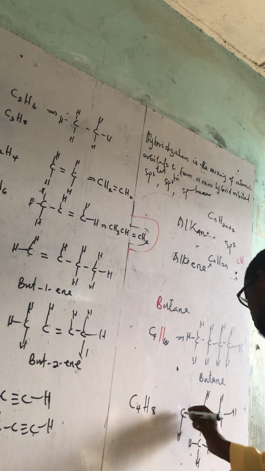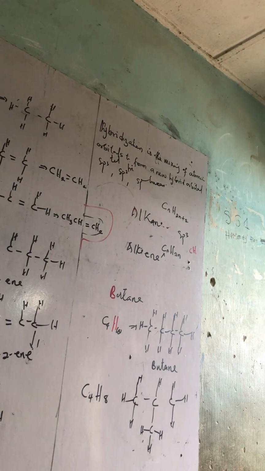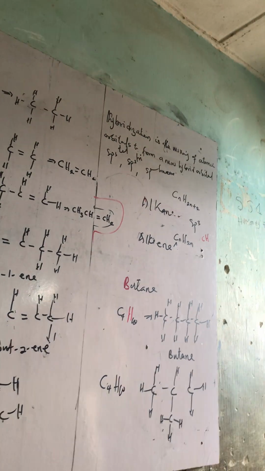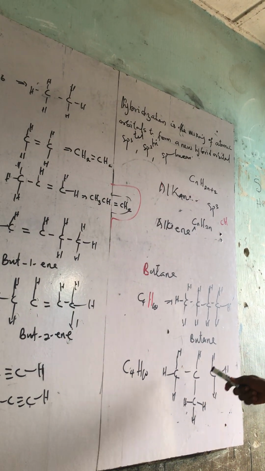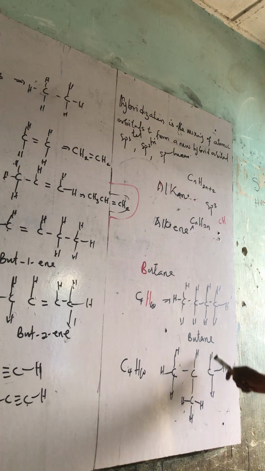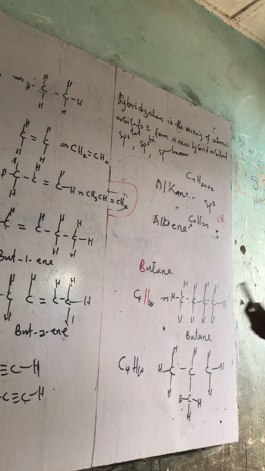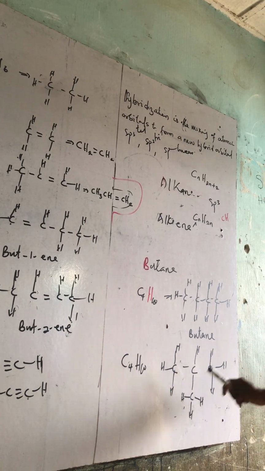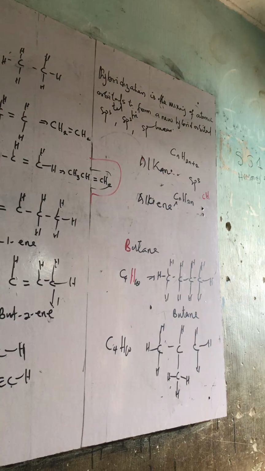Look at this again. Now we are counting the number of hydrogen: 1, 2, 3, 4, 5, 6, 7, 8, 9, 10. Equivalent to this. Then we are counting the number of carbon: 1, 2, 3, 4. So you can see that their formula is the same.